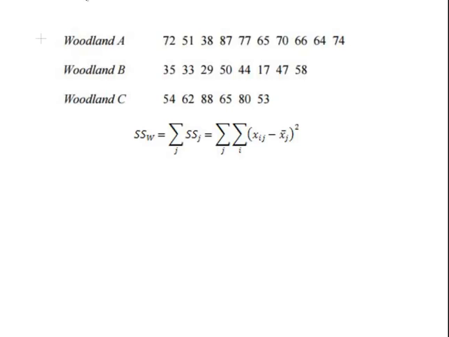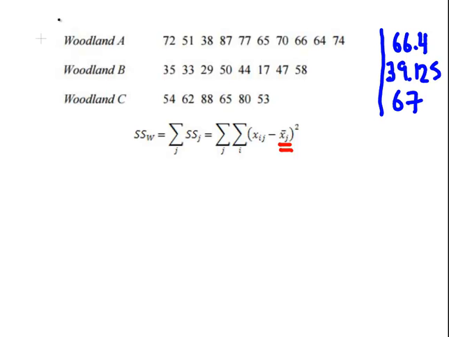Okay, so this is slightly different. I'll just draw your attention to what we're doing here: rather than the overall mean, we're going to subtract the mean of that group. Now let's just recall what our observations were here. The mean of group A was 66.4. Let's just write them on the side: 66.4, 39.125, and 67.